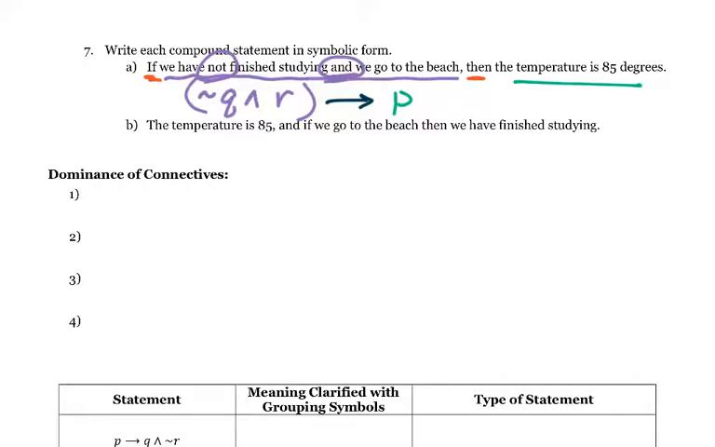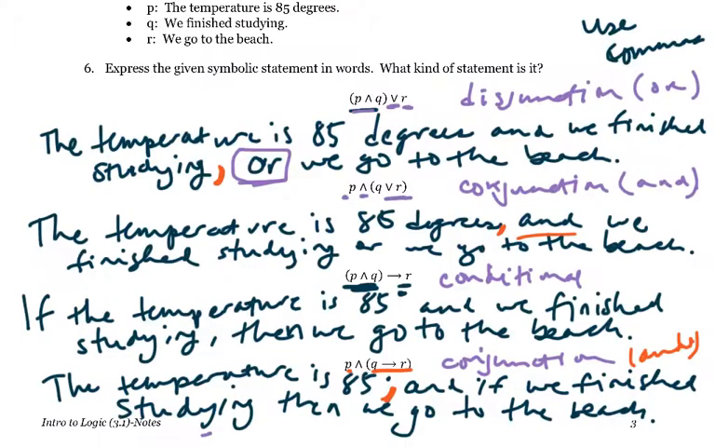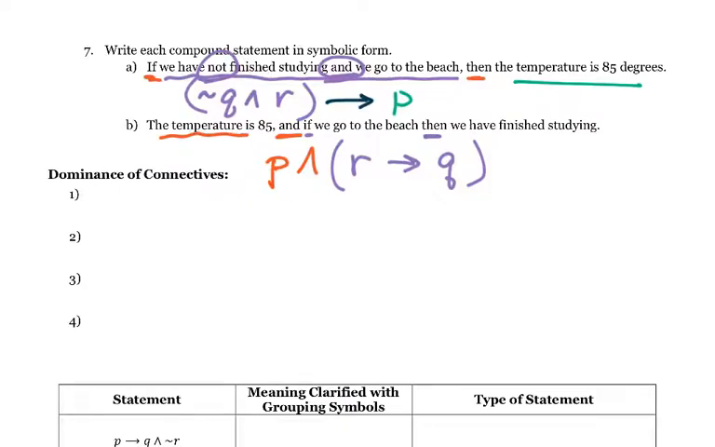Okay. The example B, we have the temperature is 85 degrees, and if we go to the beach, then we have finished studying. So this is a conjunction. We have that and statement there. We have it grouped, so the first part is just the temperature is 85 degrees. That's just our P. And the second part is an if then. So we have if we go to the beach, which was R, if R, then Q, the finished studying. Let me double check my letters on that one. Yes. Okay, just making sure.